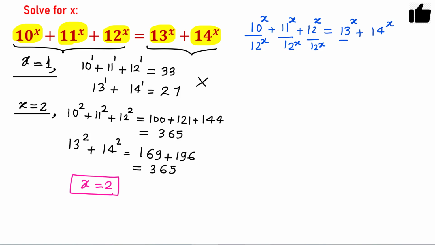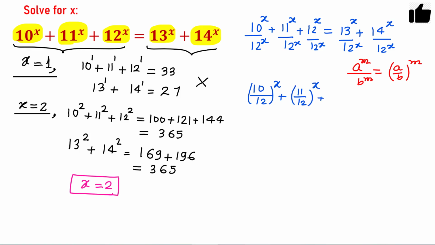So what will you have? You can use the rule of exponents, that if you have a raised to the power m divided by b raised to the power m, this can be written as a by b raised to the power m. With this rule I can write this as 10 by 12 raised to the power x plus 11 by 12 raised to the power x plus 1, and on this side 13 by 12 raised to the power x plus 14 by 12 raised to the power x.